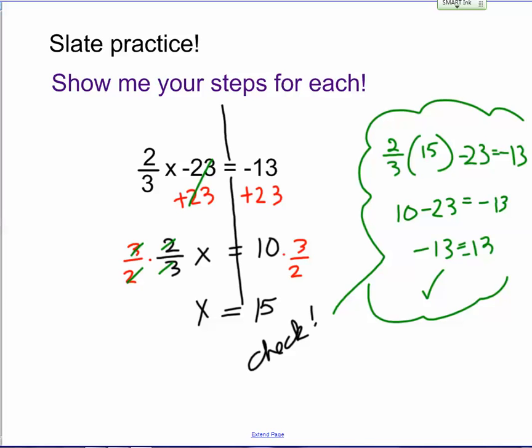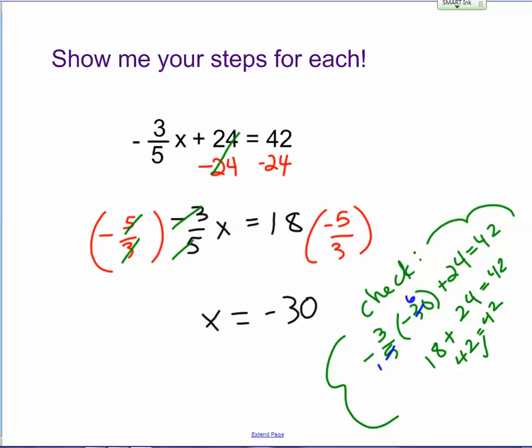Our check. I can simplify this. This is 1 because 3 divided by 3 is 1, and 15 divided by 3 is 5. And then it's easy to see. 5 times 2 is 10. 10 minus 23 is negative 13. I know I'm right. Cool thing about algebra equations. Here was a new problem.